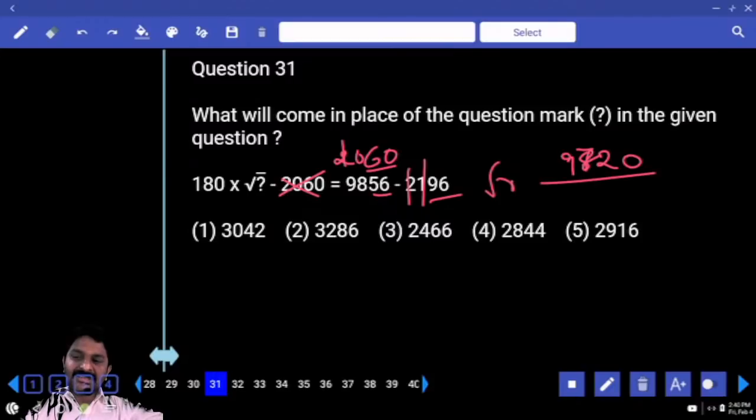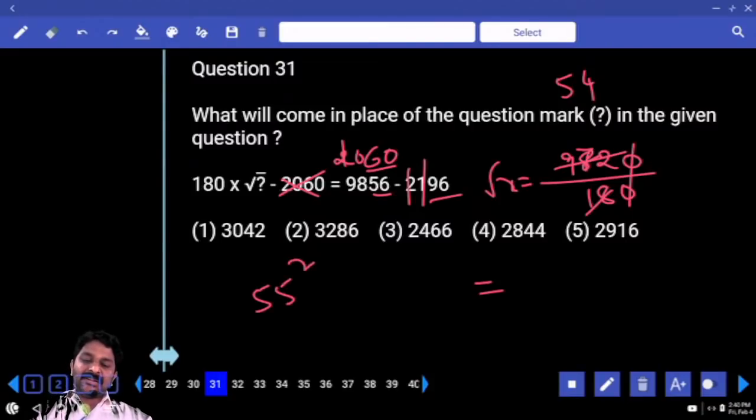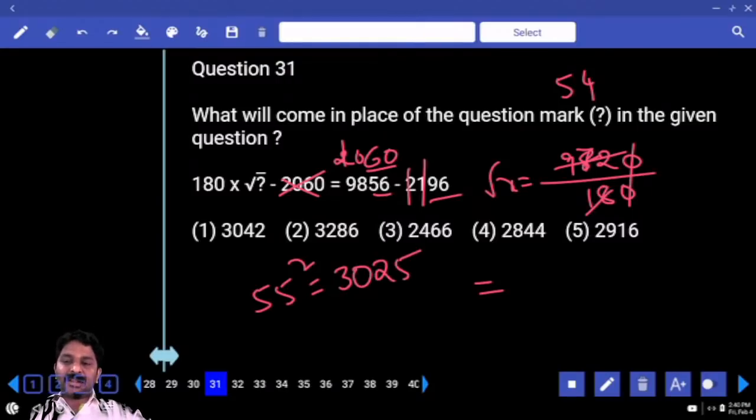Root x is equal to divided by 180. 0, 0 gets cancelled. 18, 5 times and 4 times. If root x is equal to 54, x must be 54 square, right? Right. So you all know 55 square? How much is that? 3025. Our number should be less than that. 54 square ends with 6. So with that reason, first option and fourth eliminated.